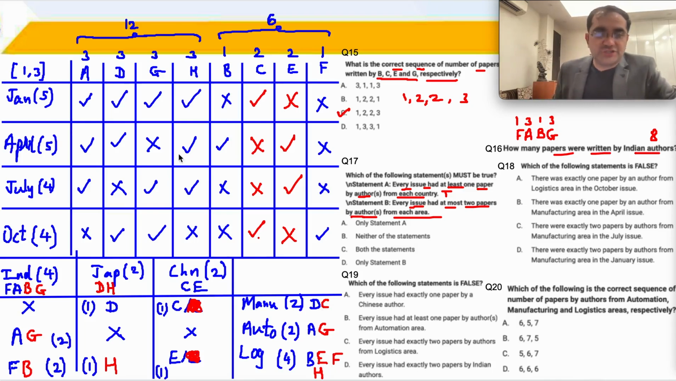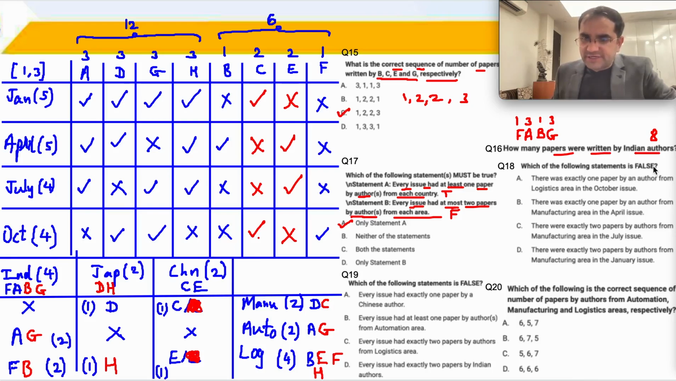B, E, F, H, January. B no, E no, F no, H yes. That's one. Whereas it is saying at most 2. B yes, E yes, H yes. तीन लोग हो गए. April issue has 3 people from logistics, whereas this statement said at most 2. So this statement is false. True ye false. Answer is only statement A is true. Only statement A is true.